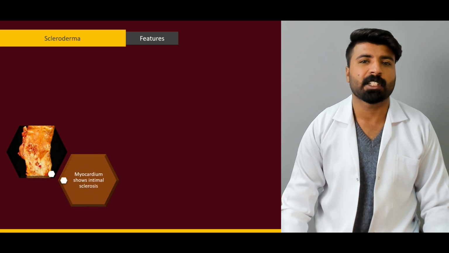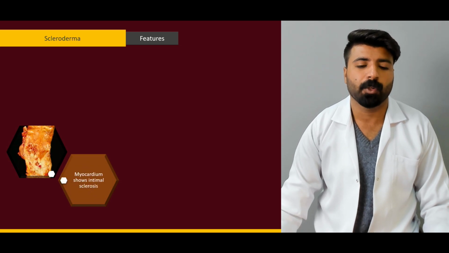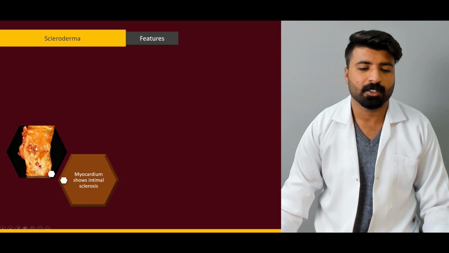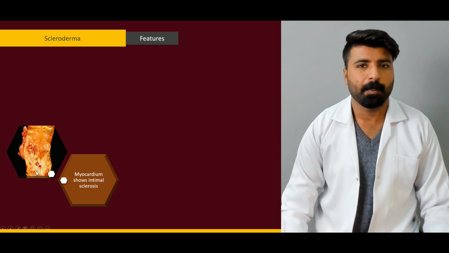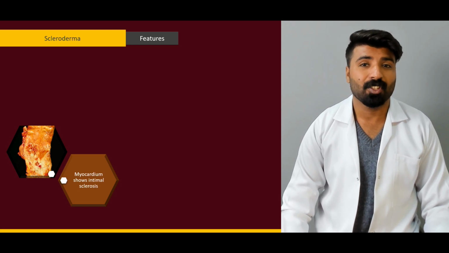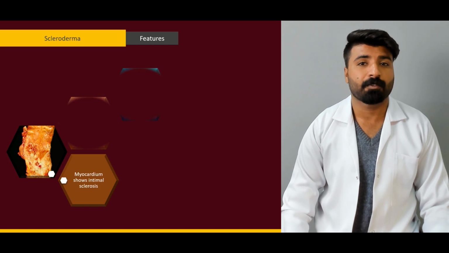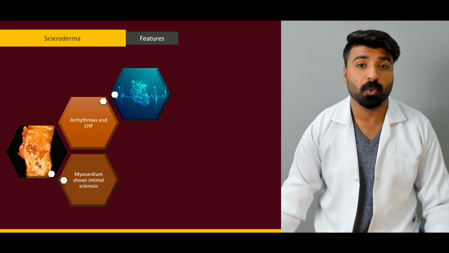Next on, we have scleroderma. Patients suffering from scleroderma are going to get this disease. 60 to 70% of the patients who are suffering from scleroderma are going to get myocardial sclerosis. The sclerosis of the myocardium will be happening because the major organ being affected in scleroderma is the heart. So sclerosis of the myocardial layer will come in. That will lead to arrhythmias.